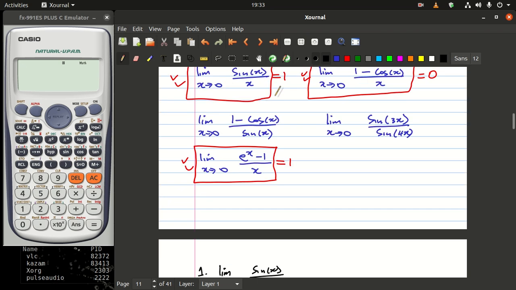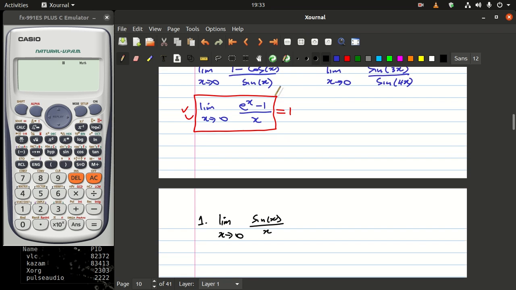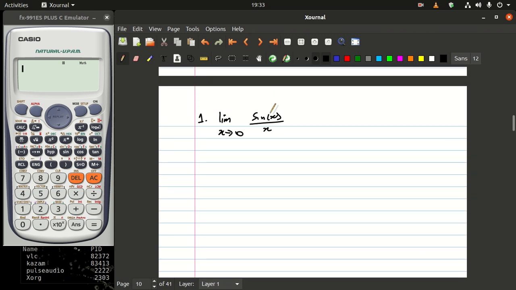If you look into this, based on what we have studied so far, if I am plugging in a 0 here, sine of 0 is 0. If I'm plugging in a 0 here, I will get a 0. So I will get a 0 over 0. There are two methods for a 0 over 0 that we have studied so far.